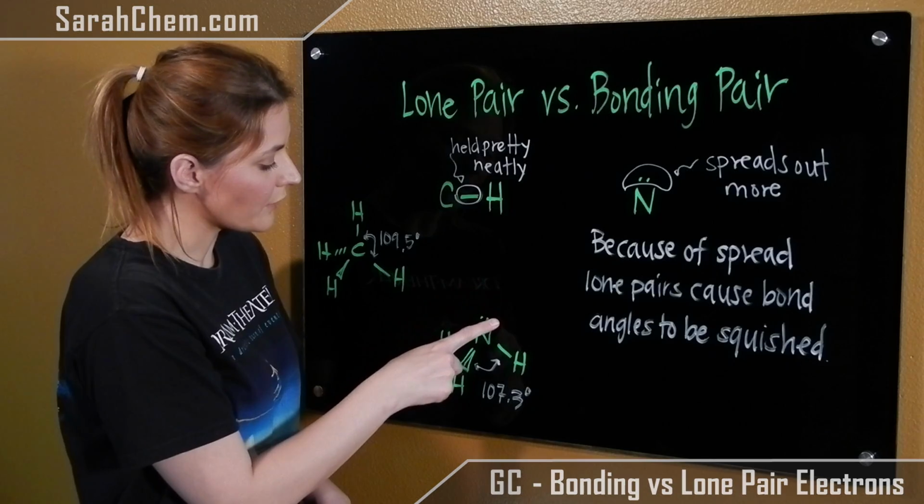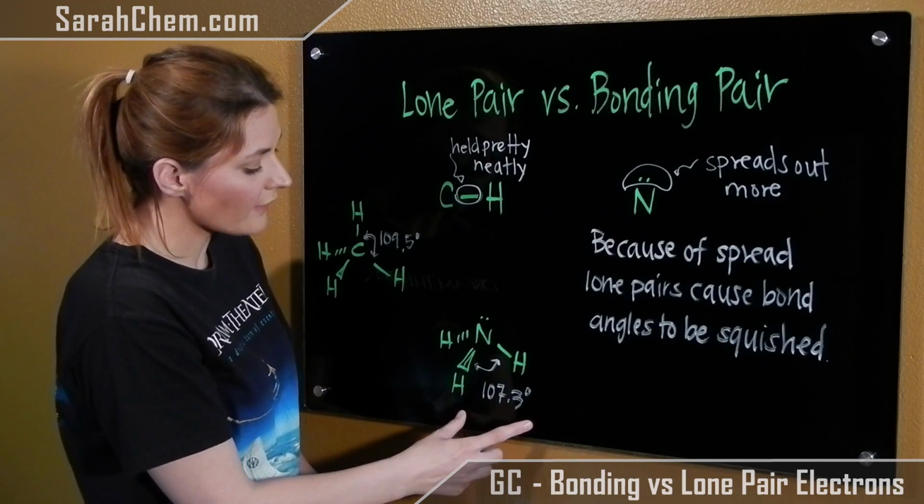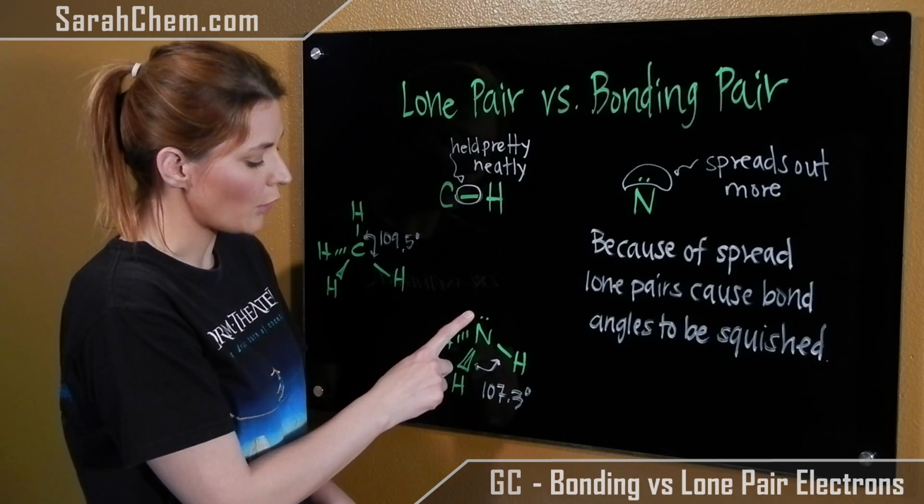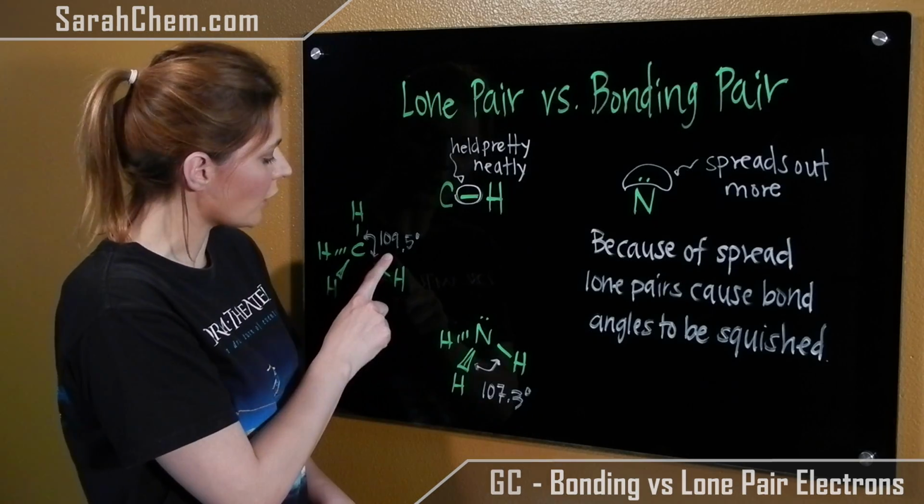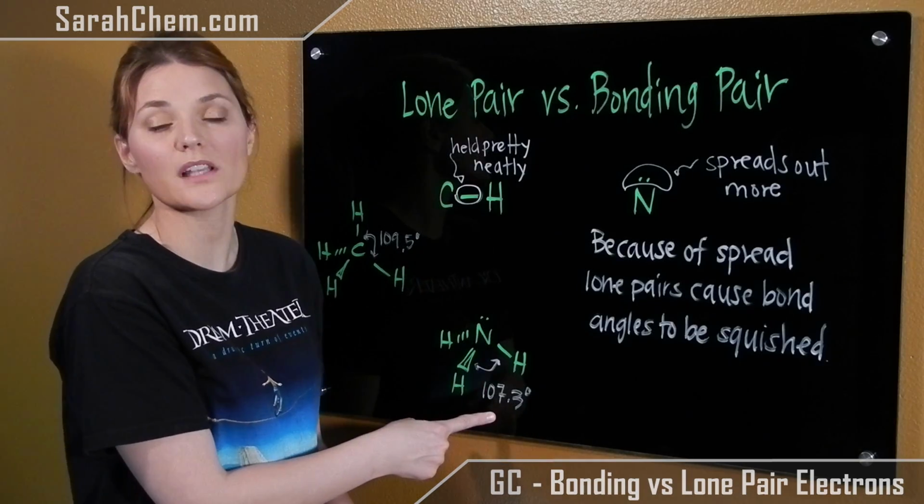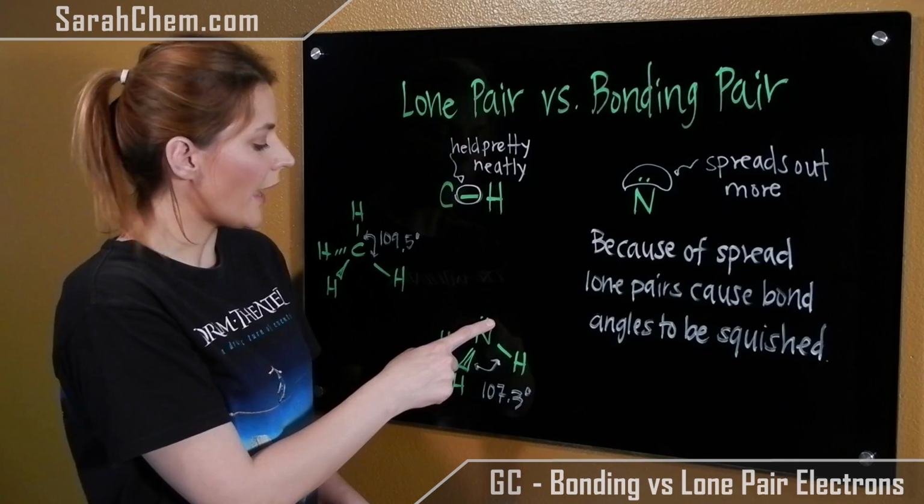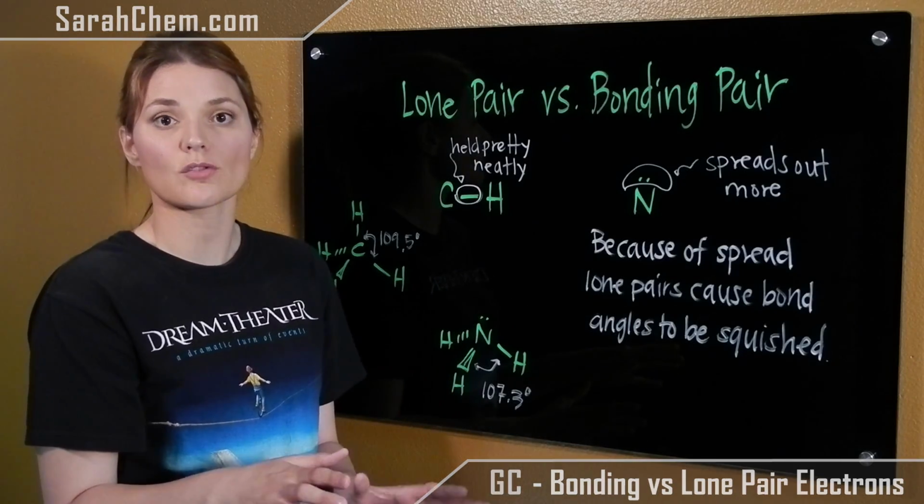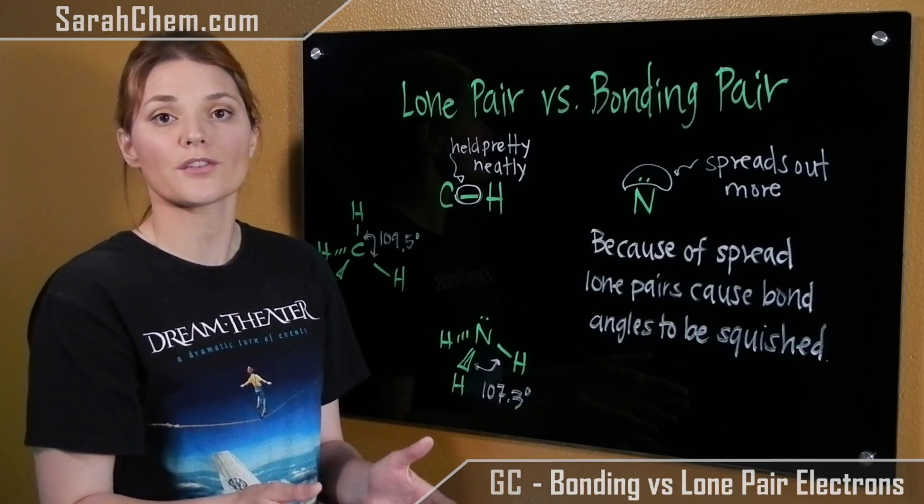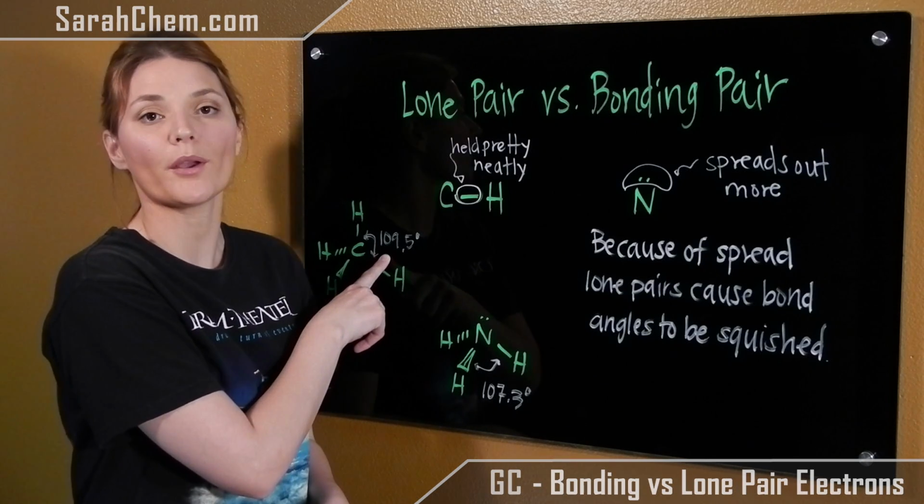Because of this lone pair sitting on top here, you're going to find that in a trigonal pyramidal where you have this lone pair, the bond angle is diminished from 109.5 to 107.3. If I were to add even more lone pairs on that central atom, it's going to further and further decrease from the original 109.5 that we have.